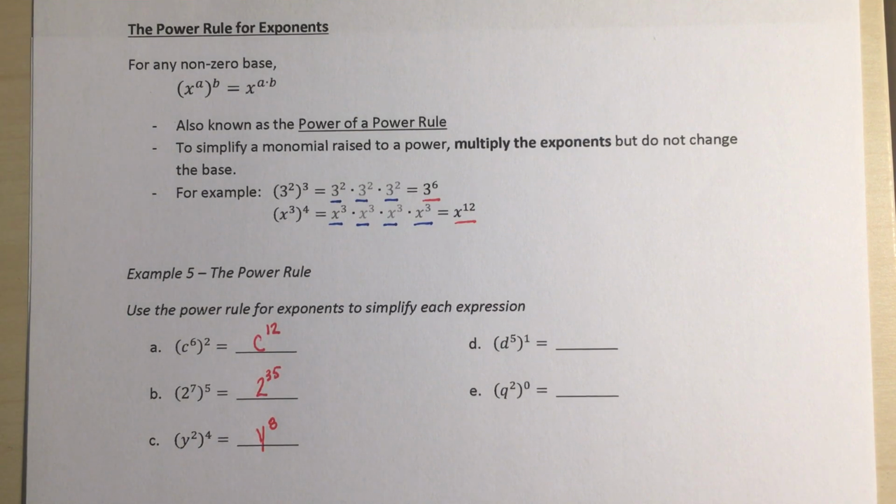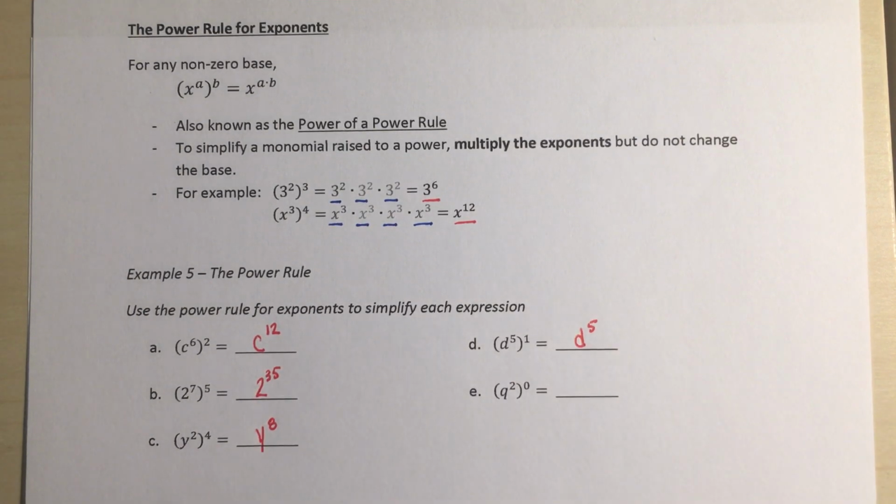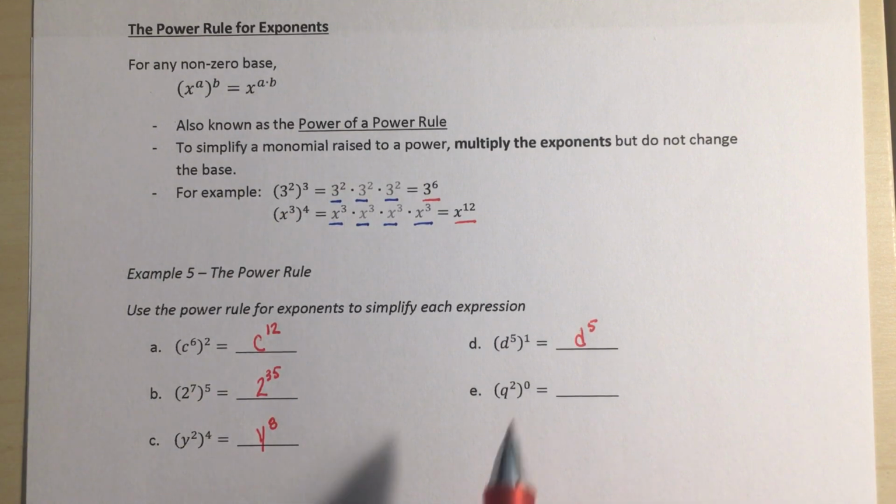Right, for d, we have d to the 5th to the 1st power. That means we have 1 factor of d to the 5th. Well, 1 factor of d to the 5th is just d to the 5th, because anything to the 1st power is itself. Or if we use our power rule, well, 5 times 1 is still 5. So either way we think about it, we get the same answer.